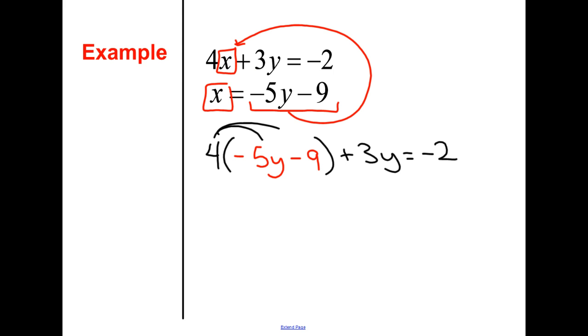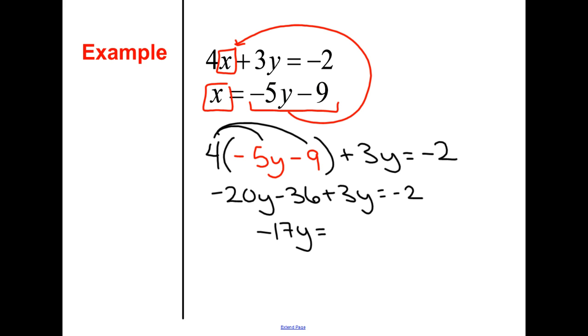So I need to distribute through to each piece here, so I'm going to get negative 20y minus 36 plus 3y equals negative 2. Now we can combine like terms, and I'm going to add the 36 over onto the other side as well at the same time. So I'm going to get negative 17y equals 34. Now you can see we only have one more step to do. We have to divide by negative 17 to get y by itself. So y is going to equal negative 2.